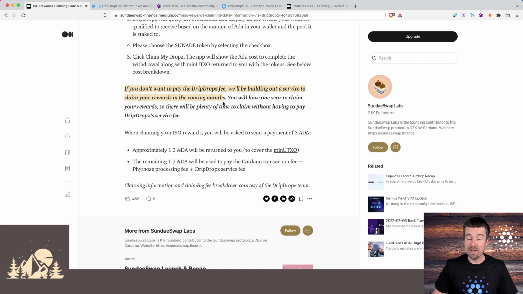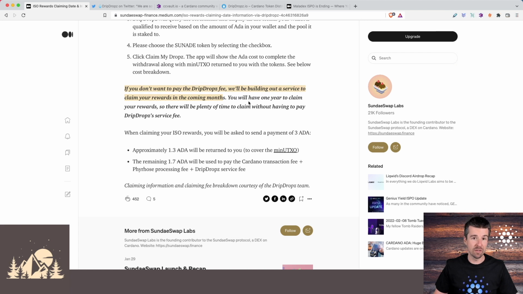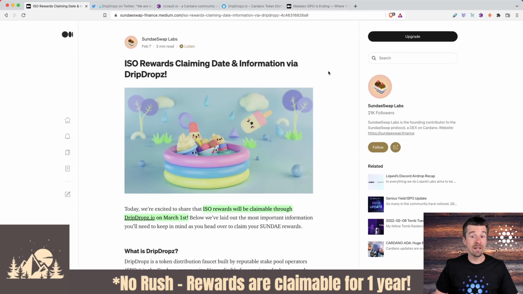And also keep in mind that all of this is for the initial ISO itself, not for the reverse ISO that just wrapped up. The reverse ISO is not going to be through DripDropz. That will also be through the faucet that they're building. So for regular ISO rewards, you can do it today on DripDropz. For the reverse ISO, or if you don't want to use DripDropz, you can come to this faucet later on. If you want to get your regular ISO rewards today, DripDropz is the way to go.